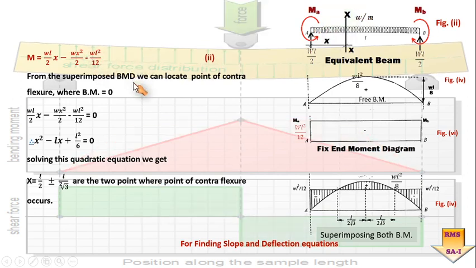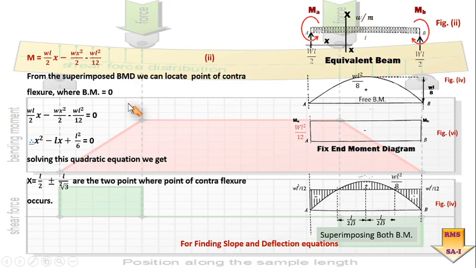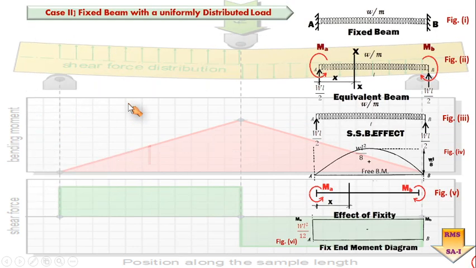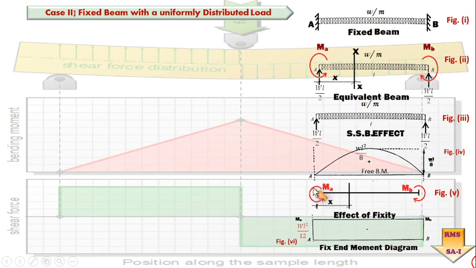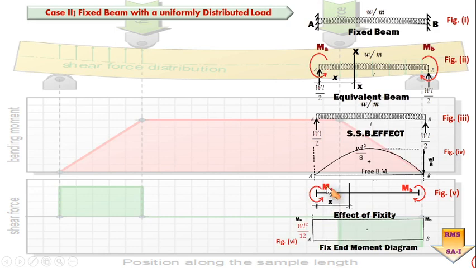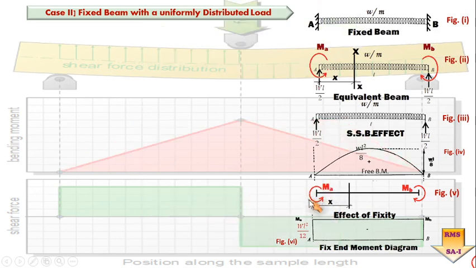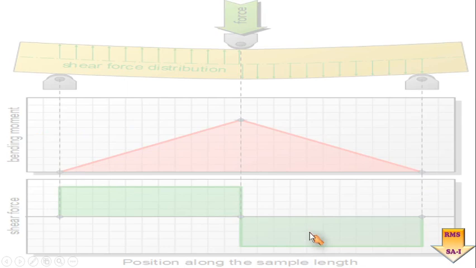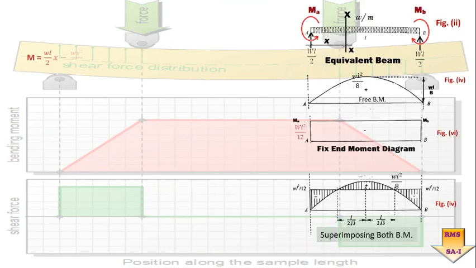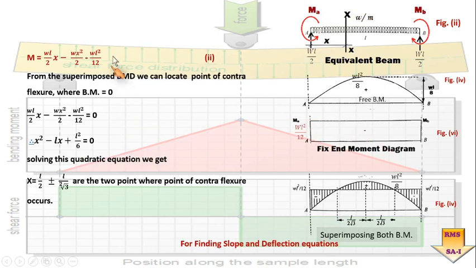Now this WL square by 12 has already been found out in the earlier figure. Here you can see, at this particular XX section, if I take a moment on the left hand side, there is only MA, and it is in the anti-clockwise sense, it is trying to hog that particular beam, so it is minus MA, and we have already concluded that the value of MA is equal to WL square by 12. So this is what we have shown in this particular figure also. Here WL square by 12. Calling this equation number 2.